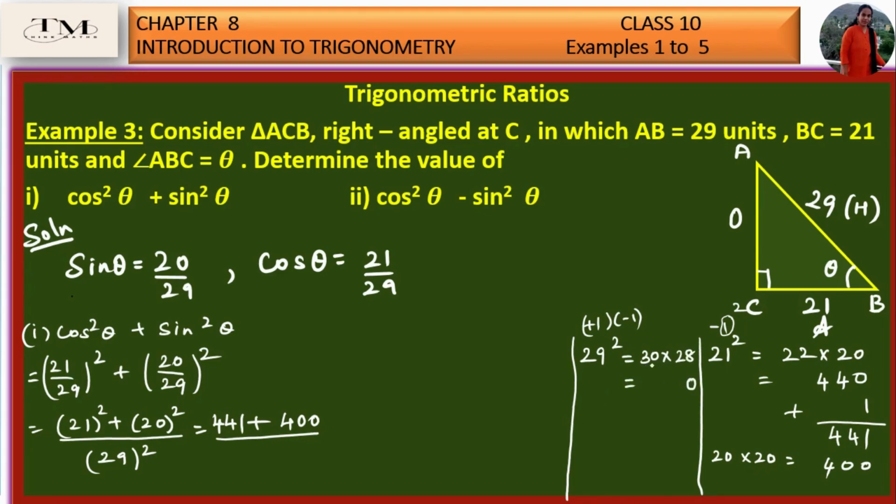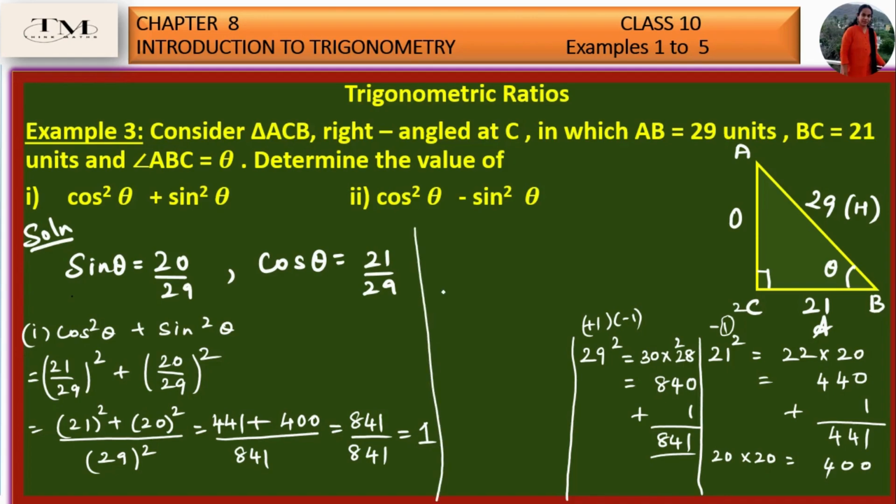So write this 0. 3 8s are 24. Balance 2. 3 2s are 6. 6 plus 2, 8. So which number we have to add with this? We have to square this number. So 1 square is 1. So the answer is 841. So 29 square is 841. So 441 plus 400 is 841. In the numerator we have 841. In the denominator we have 841. So 841 divided by 841 is 1. So for the first part it is 1.